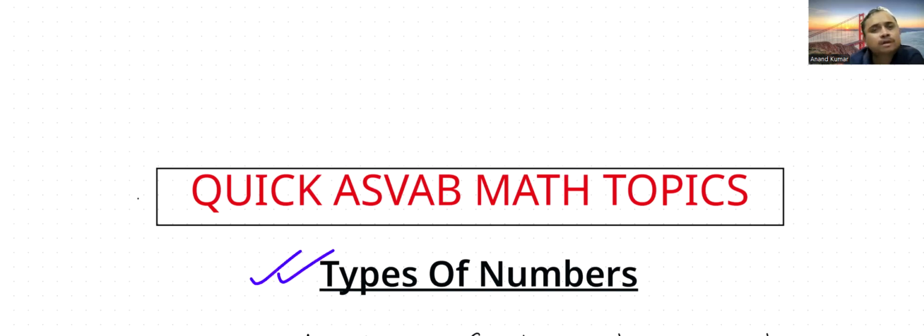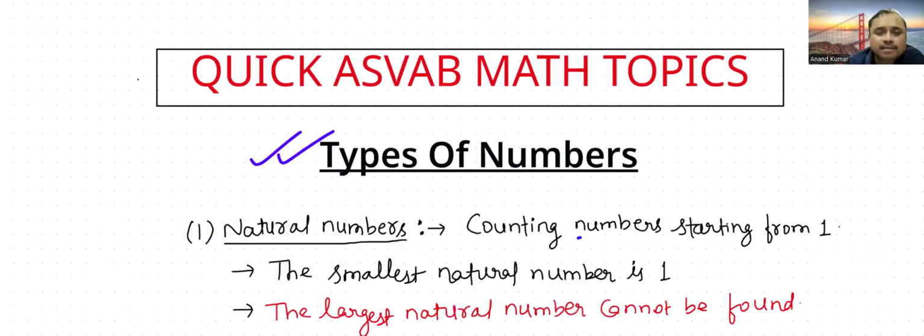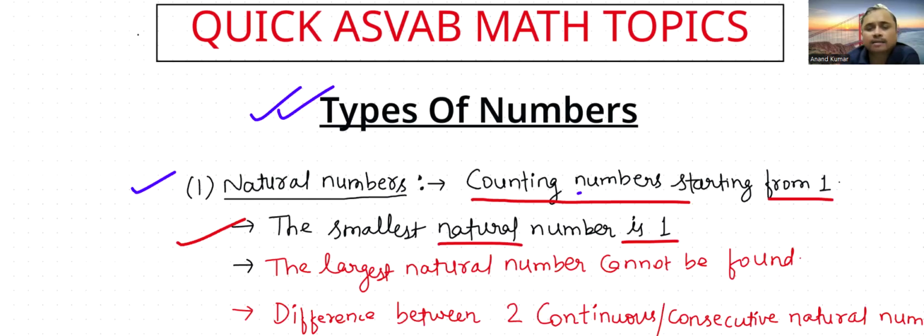You all know numbers are formed from a combination of digits, and there are overall 10 digits in mathematics. So here are the types of numbers I have written here. The first one in this category is natural numbers. Natural numbers are basically counting numbers and they start from 1. That's why the smallest natural number is 1 and the largest natural number cannot be found.